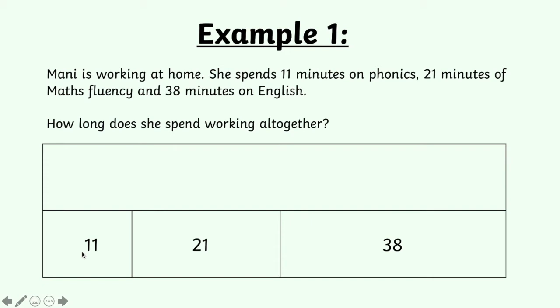And you might even want to add 2 of the parts at a time. So for example, I might decide that I want to add 11 and 21 first, and that will give me 32.